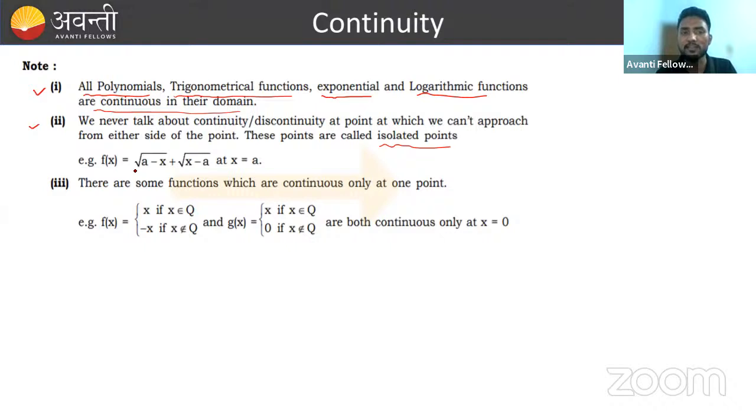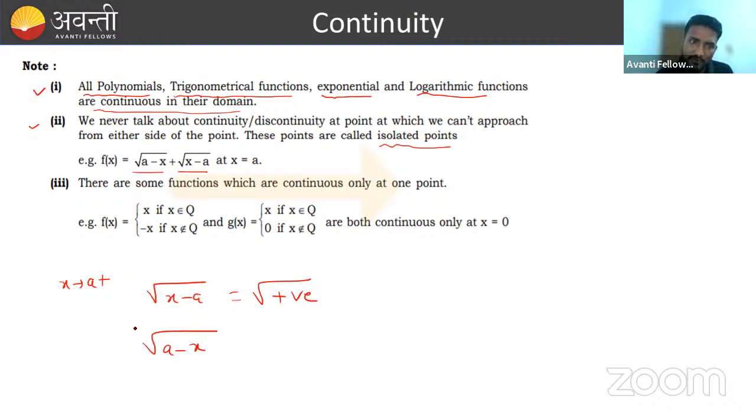Like this is a function, root under a minus x and root under x minus a, at x equals a. In this case we will not talk about continuity and discontinuity. Why? Because if I take x tending to a plus, then root of x minus a will be root under positive. But if I take a minus x, definitely it will be root under negative, so this will not be defined.